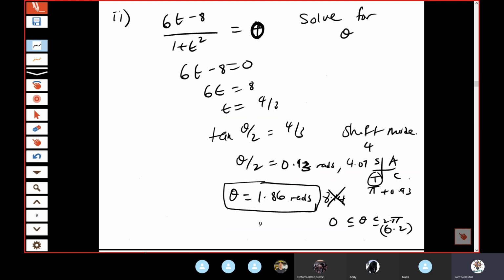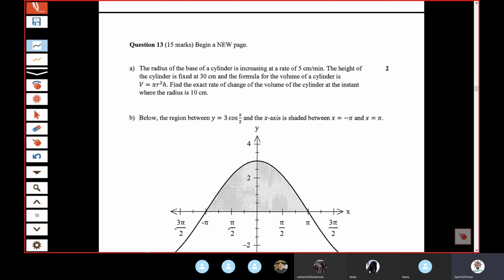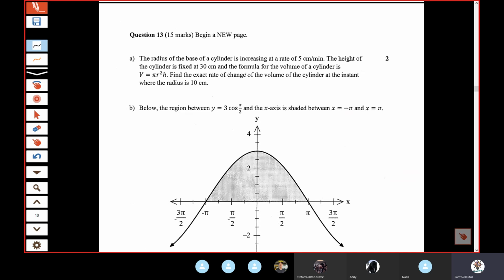All right, let's scroll down. The radius of the base of a cylinder is increased. Yep, that sounds right, rates of change. I like it. That's exactly how it's meant to be.